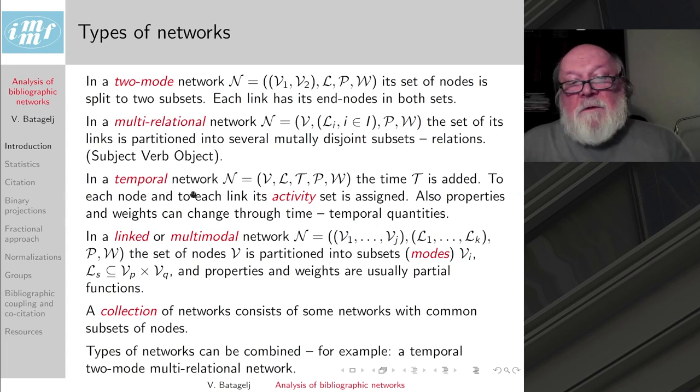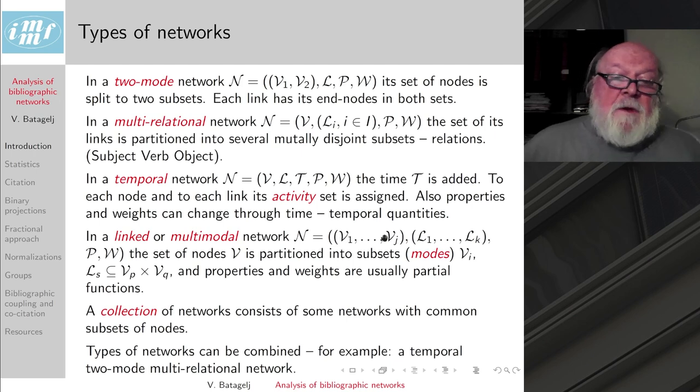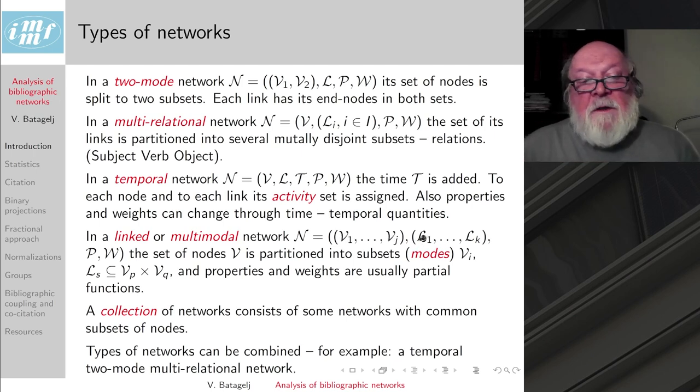And then we have so-called linked or multimodal network. In linked or multimodal network, both sets are partitioned. So we have a partition of the set of nodes, and then we have several relations. So the set of links is split in several relations, and usually these relations are linking some of these so-called modes.